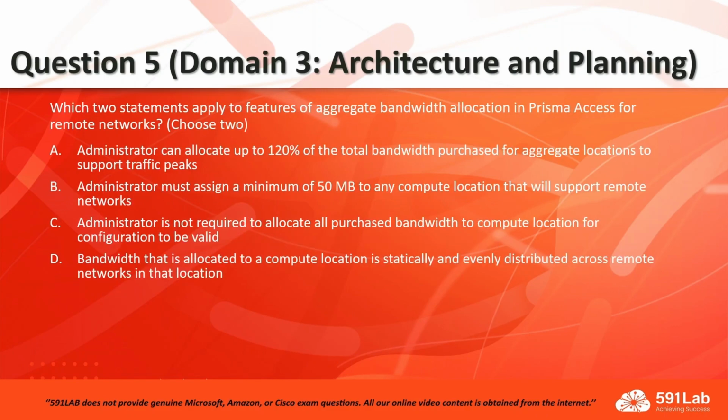Let's discuss question number 5. The question is as follows. Which two statements apply to features of aggregate bandwidth allocation in Prisma Access for remote networks? Choose 2. The options are as follows. A. Administrator can allocate up to 120% of the total bandwidth per compute location for aggregate locations to support traffic peaks.